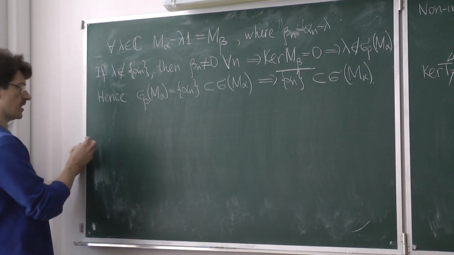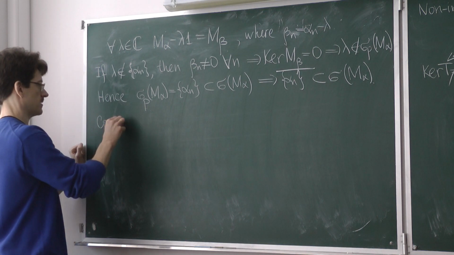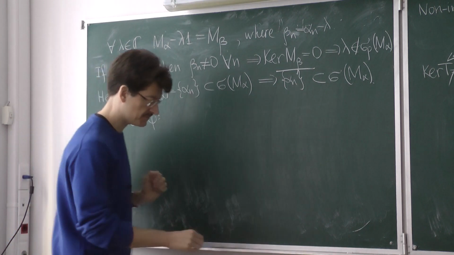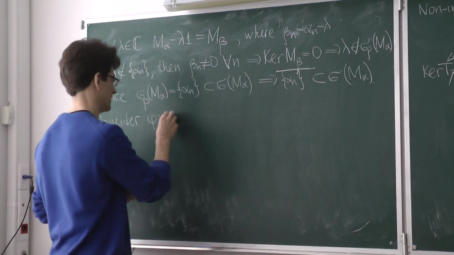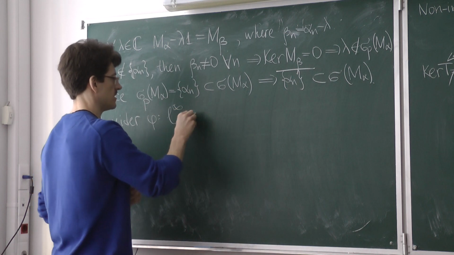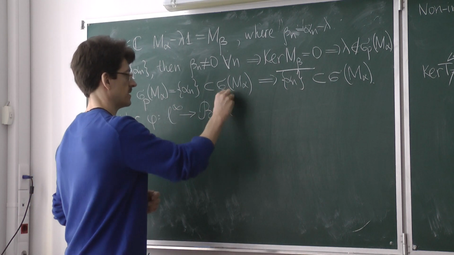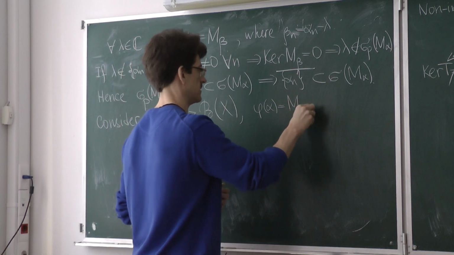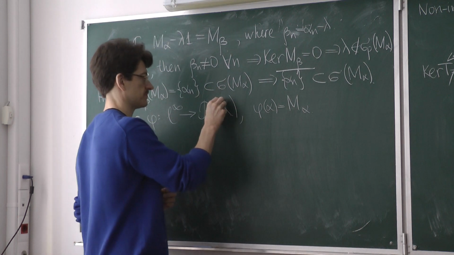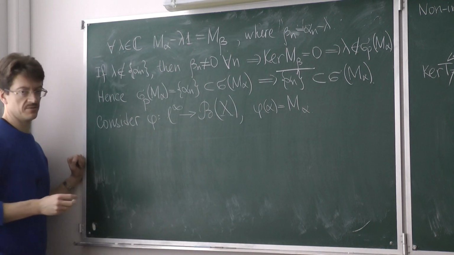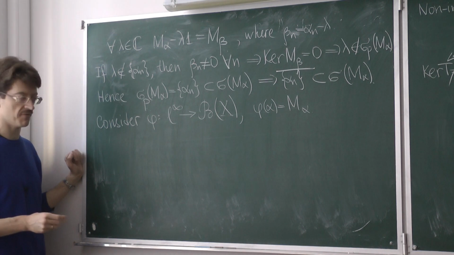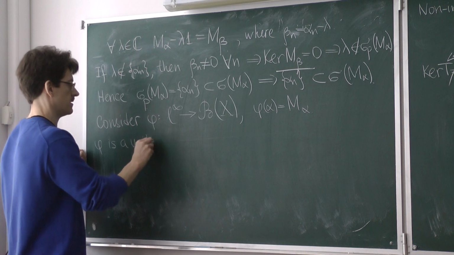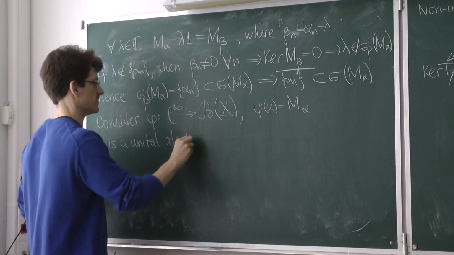To prove this, we consider the following map. Consider a map phi from little l infinity, the algebra of bounded sequences, to the algebra of bounded operators on X. And phi takes each bounded sequence alpha to the respective diagonal operator M alpha. And let's observe that phi is a unital algebra homomorphism.